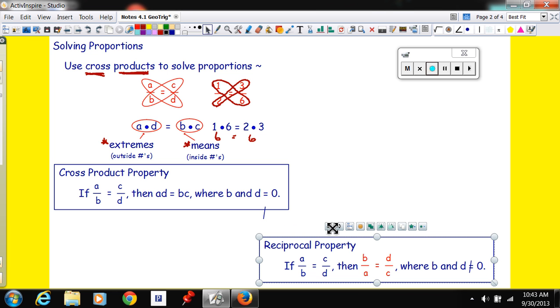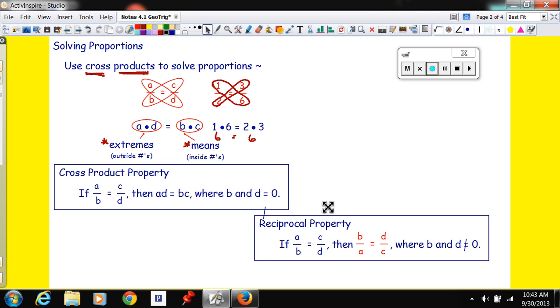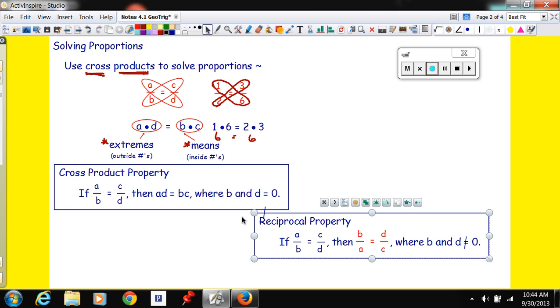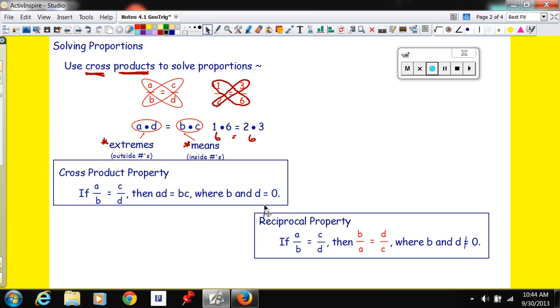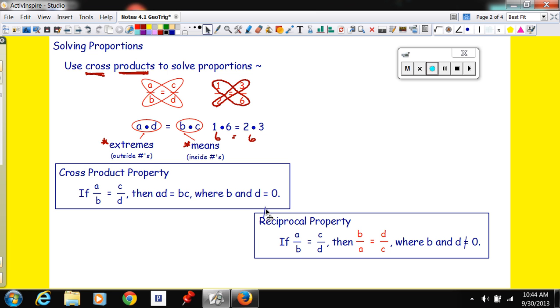Now we do have a couple of properties that you'll want to write down. One of them is called the cross product property, which you've already used. Cross product property basically says that you can multiply the diagonals just like we did up here. So A times D equals B times C. And make sure that B and D are not 0.